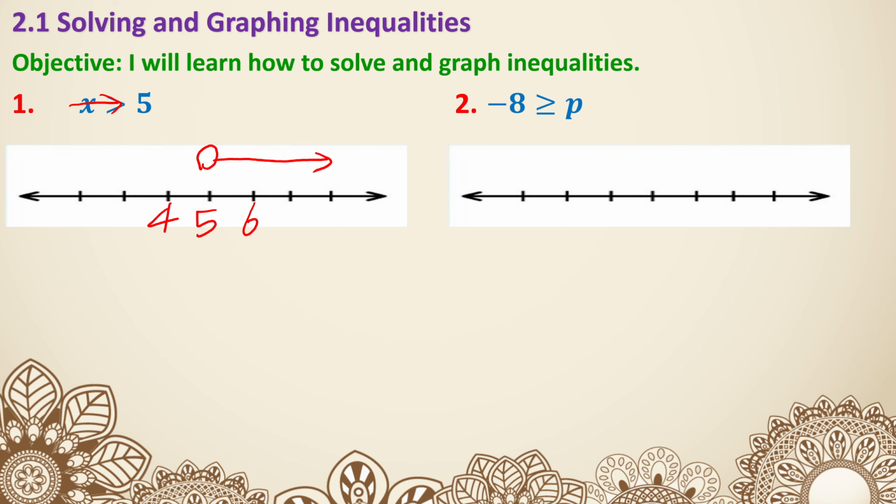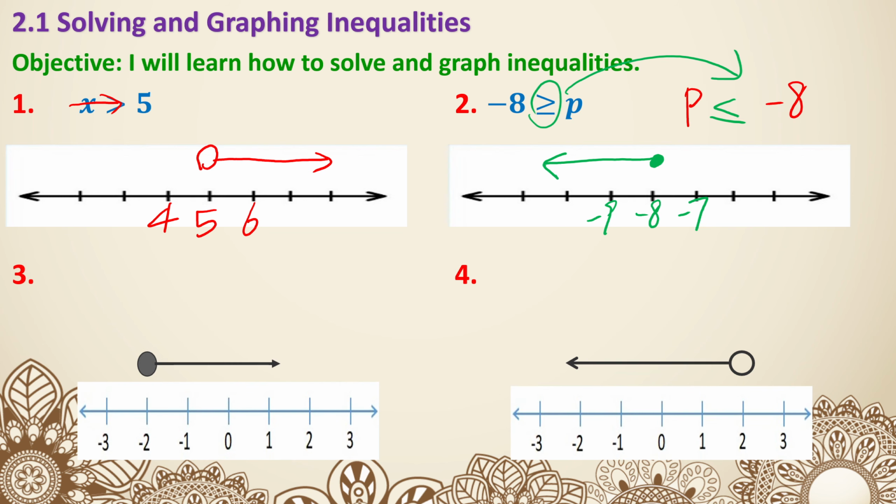Number 2. This time the variable is not on the left side, so we do need to move p to the left side and keep -8 on the right side. However, when we move the variable to the left side, we do also need to flip the sign. So in this case, -8, and it's going to be a solid dot because we do have an equal sign and it's pointing to the left. One thing I do want you to be careful with, since we're drawing a number line, the more left, the more negative. So -9 is actually here and -7 is on the right side, not the other way around.